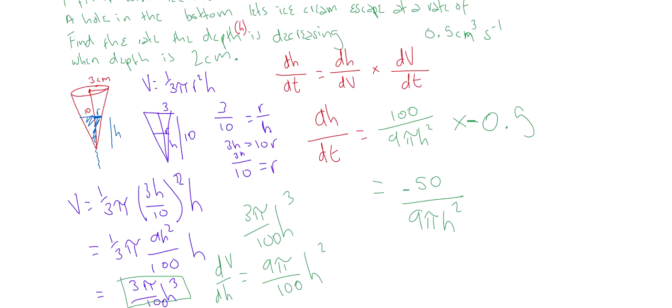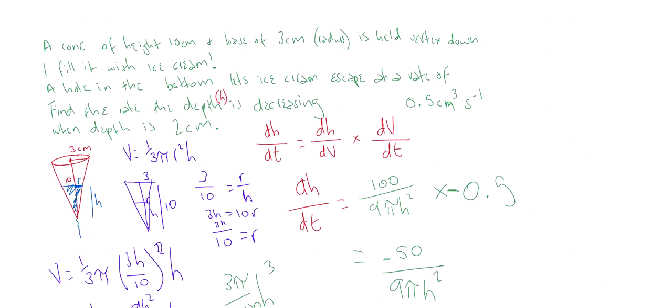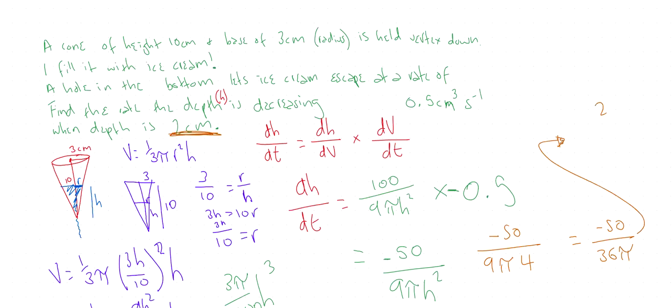So if we go back up to this, it told us that the depth is now 2 centimeters. So now that we have this, it's negative 50 over 9 pi times 4, because 2 squared is 4, which gives us negative 50 over 36 pi, which simplifies to negative 25 over 18 pi.